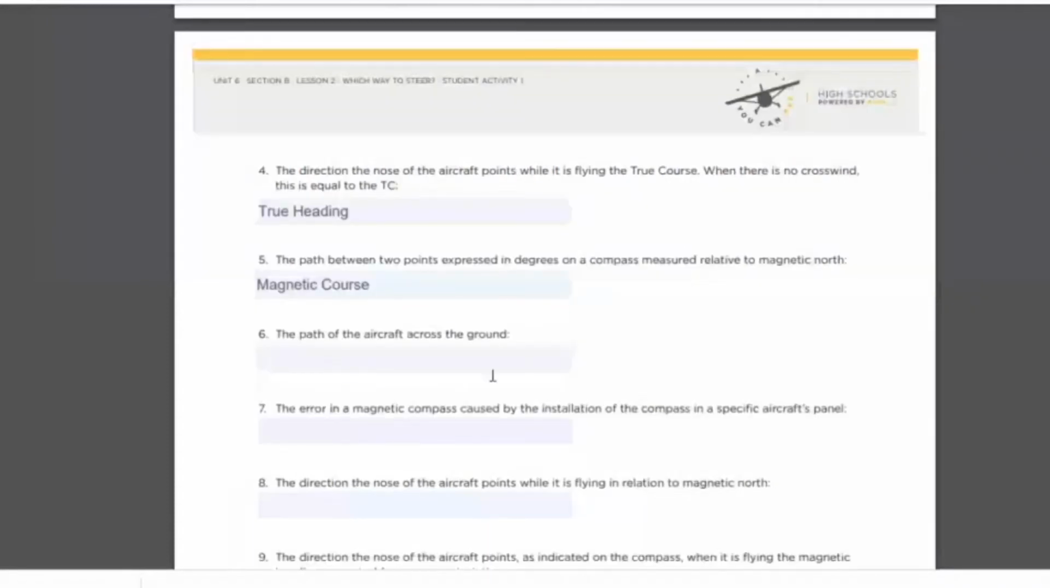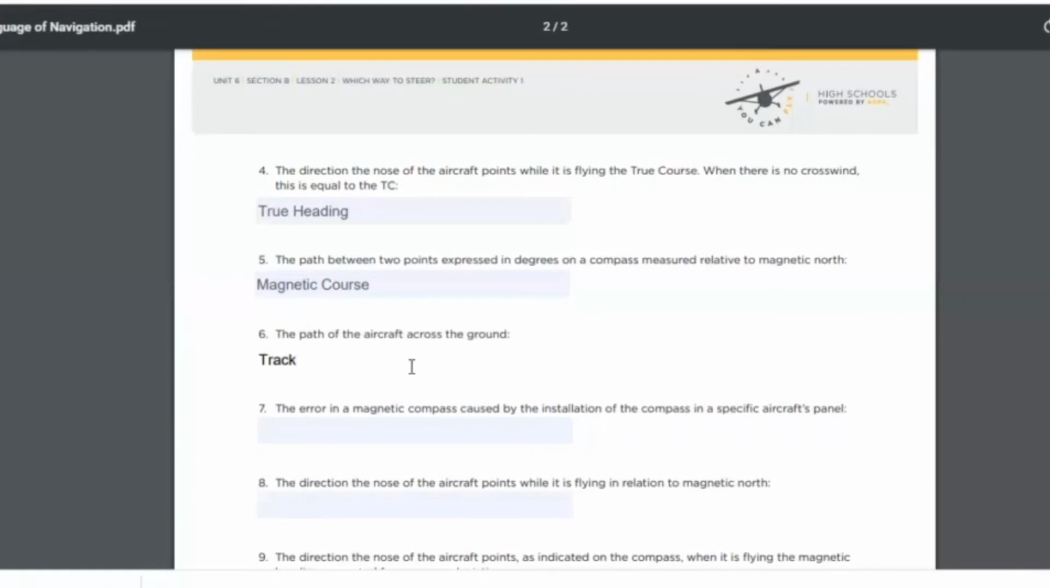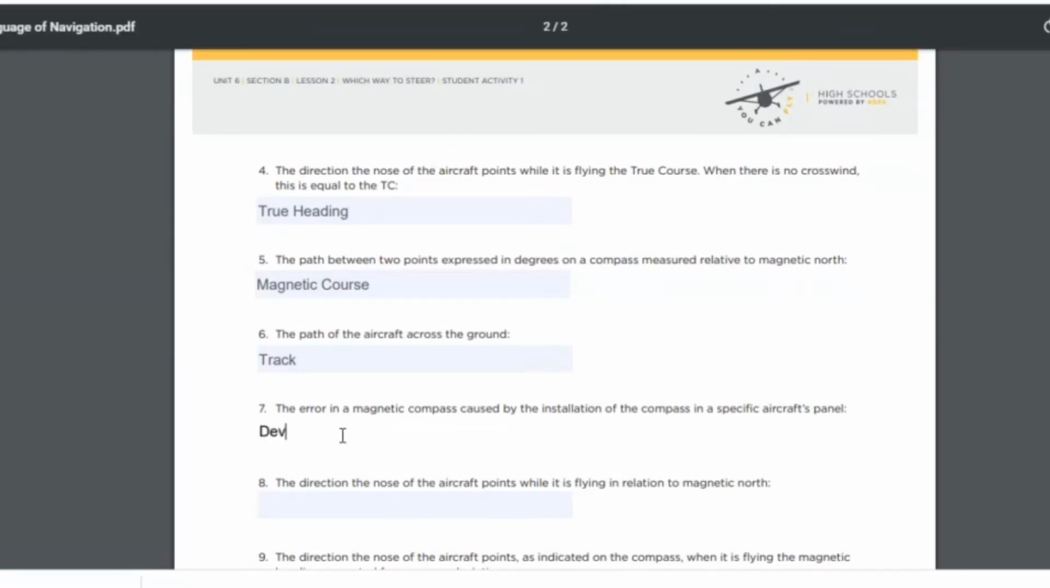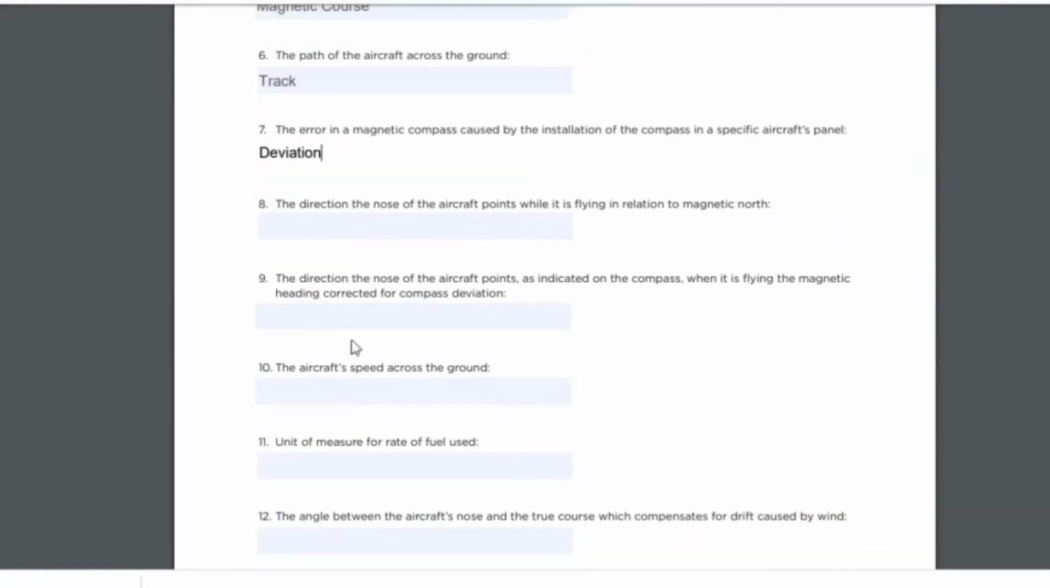So it said the difference between two points, magnetic course. The path of the aircraft across the ground, we said that was your ground track. It's the same thing as a true course. We hope that our ground track is the same as our true course. Error in the compass caused by things like the installation of the compass is known as compass deviation. The direction the nose of the aircraft points while it's flying in relation to magnetic north is the magnetic heading.